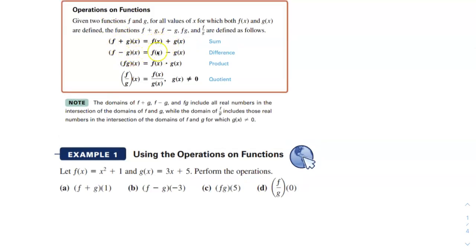f minus g of x equals f of x minus g of x. f times g, likewise f of x times g of x. f over g, f divided by g. And this is the only one where you've got to watch out: g cannot be 0. I do want to point out that x here is just the variable we're talking about. So it could be w, it could be z, it could be a number. It's just the thing you're plugging into the function. Nothing special there.